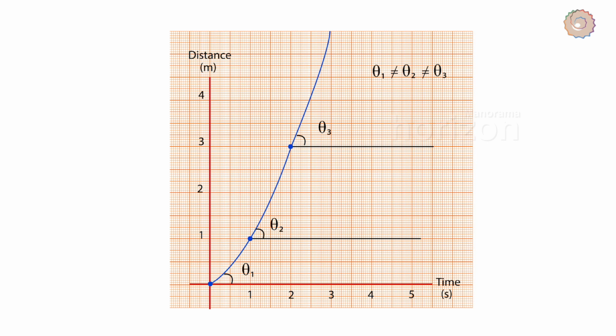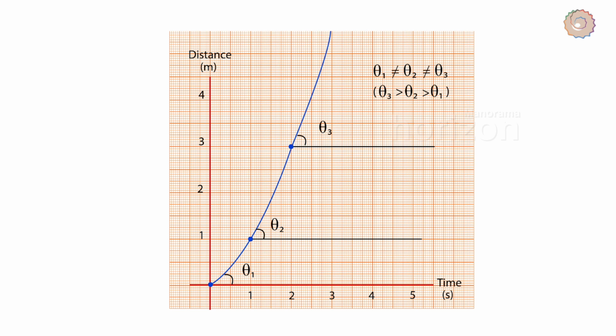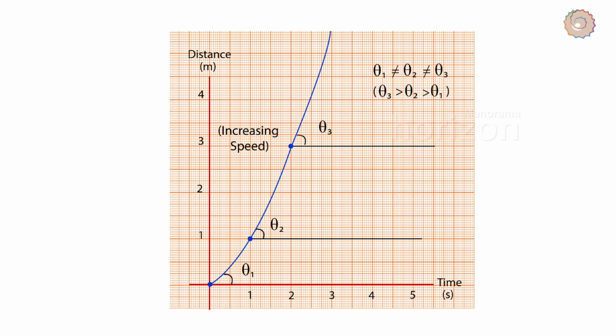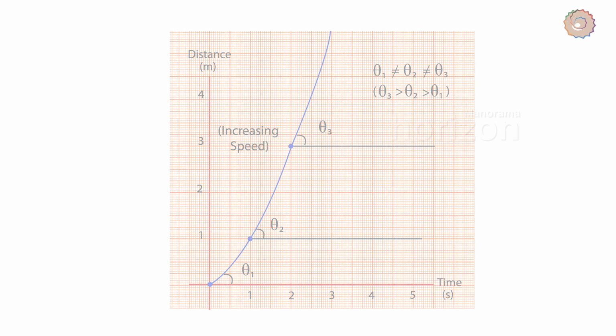The first salient point is that the slope of this graph is no longer constant. As you can see, the slope changes as we proceed from the origin, that is 0, to the end. The slope is actually increasing with respect to time. This implies that the speed of the object is also changing with respect to time, which means we are dealing with accelerated motion.